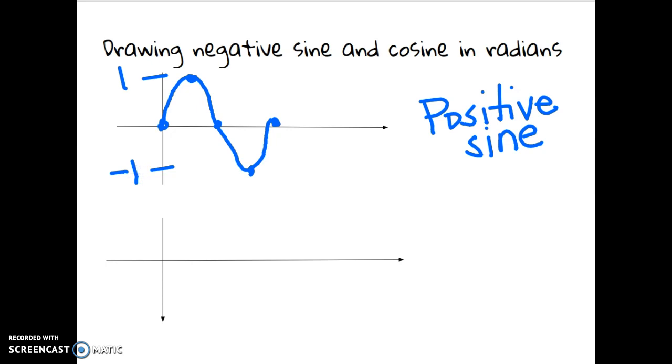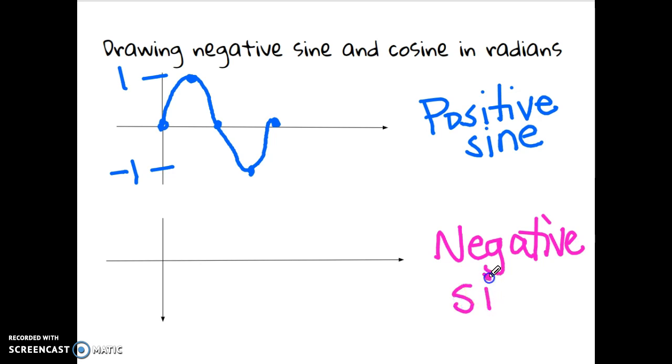If you can imagine positive sine as having an understood coefficient of 1 in front of it, think of negative sine as having a -1 coefficient in front of it. So what we're going to do is take each of the values that we got for sine and simply multiply it by -1. Since sine starts at 0, 0 times -1 will still be 0. So negative sine still starts at 0, just like sine.